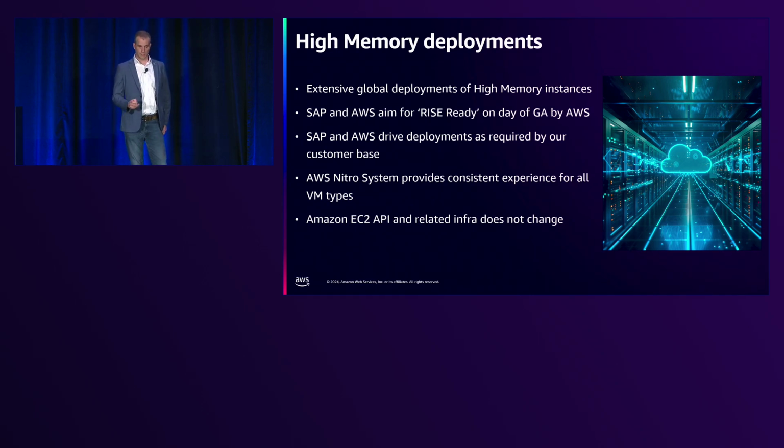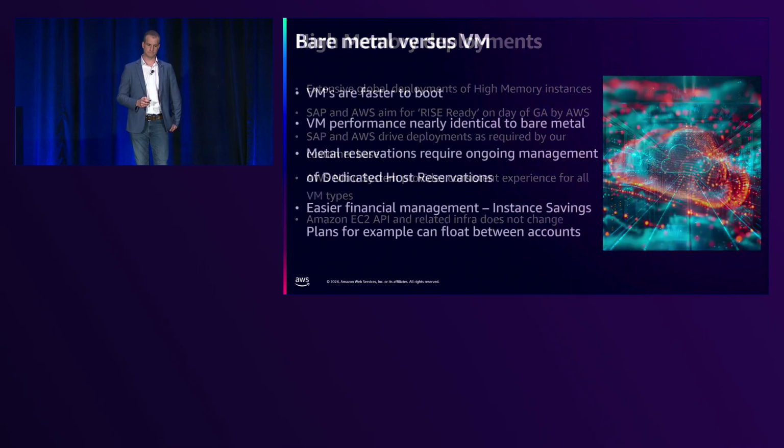So then furthermore, the Nitro system obviously provides a consistent experience. In theory, it would be possible to jump from something like an R5 to a U7i. Of course, that would be unusual, but the key point is that it is possible. And the fact is that the APIs are consistent no matter what you do there.